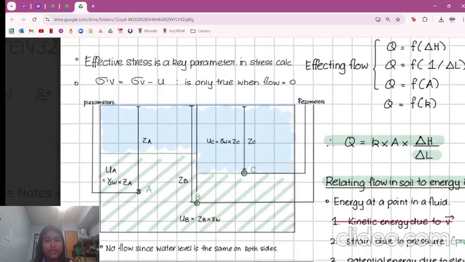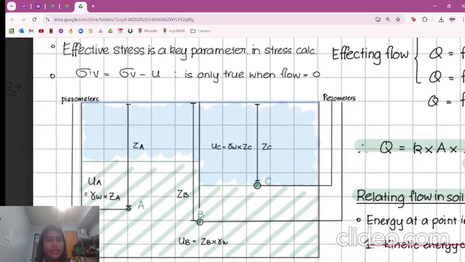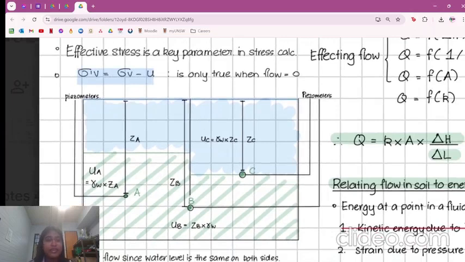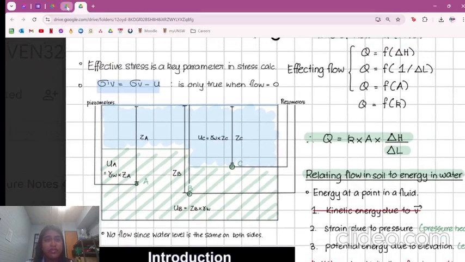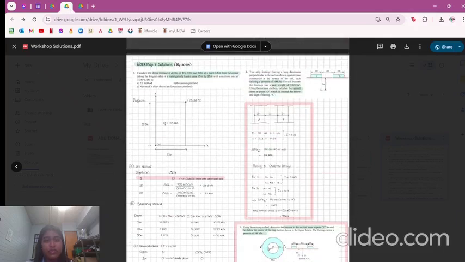So I'll just point out this diagram here, which is quite important. The sigma-V formula is representative of something called effective stress. And effective stress is a really important parameter when calculating stress in soil, because basically it's all the stress applied to a specific point in the soil, disregarding the pore water pressure. So as you can see here, you've got your vertical stress there, which can be calculated using this formula here that we talked about before.